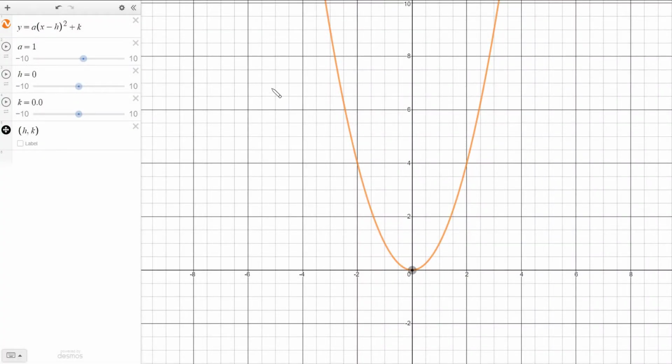Okay, really quickly, I would just like to go over vertex form of a quadratic and what happens when we change the values of a, h, or k.